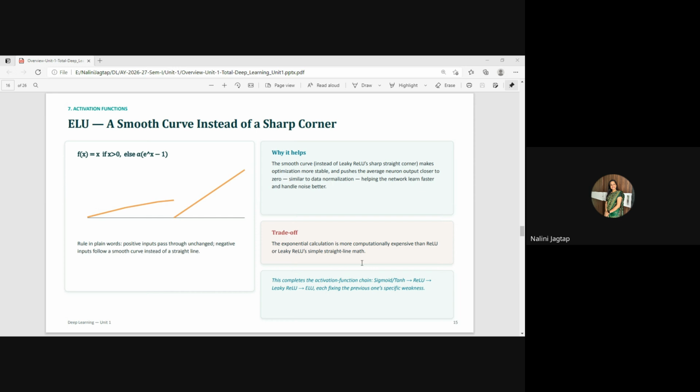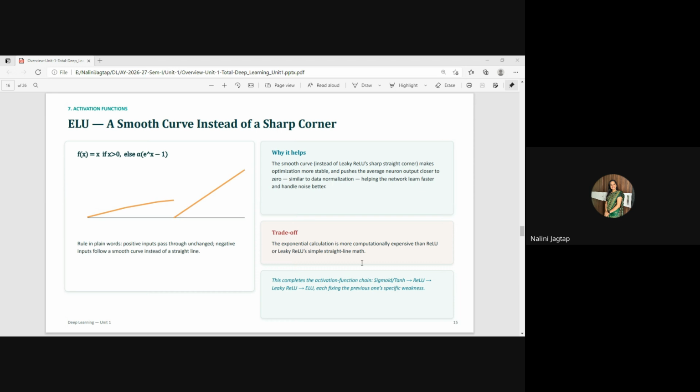Why does this smoothness matter in practice? There are two related reasons. The first is that a smooth curve, free of the sudden sharp corner found in Leaky ReLU, tends to make the overall optimization process noticeably more stable, since the network doesn't have to contend with abrupt changes in slope during training. The second is that the smooth negative curve tends to push the average output of neurons closer to zero overall, which has an effect somewhat similar to normalizing the data.